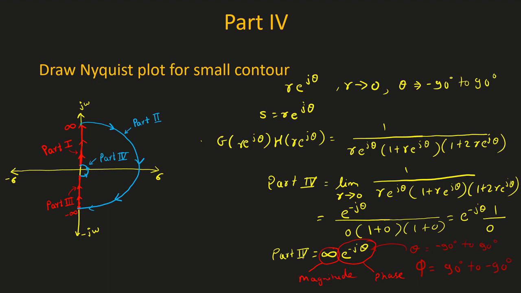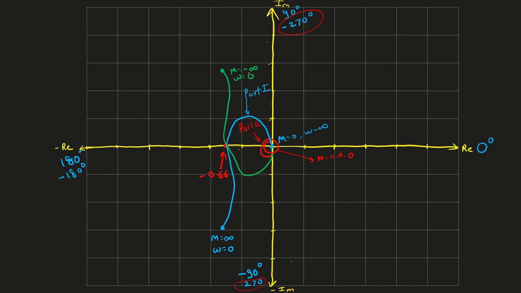So this will be a contour. Part 4 will be a contour with infinite magnitude, and it will start from minus 90 and it will end at minus 90 degree. So let's plot it in our graph. The graph will start from plus 90 degree here and end at minus 90 degree here, having magnitude infinity. The point having magnitude infinity and plus 90 degree angle is here, and the point having minus 90 degree phase and infinite magnitude is here. So this part will start from point A and end at point B. So let me draw it.